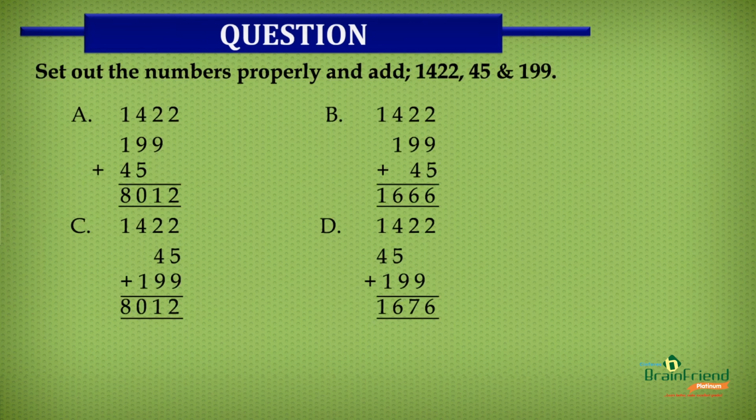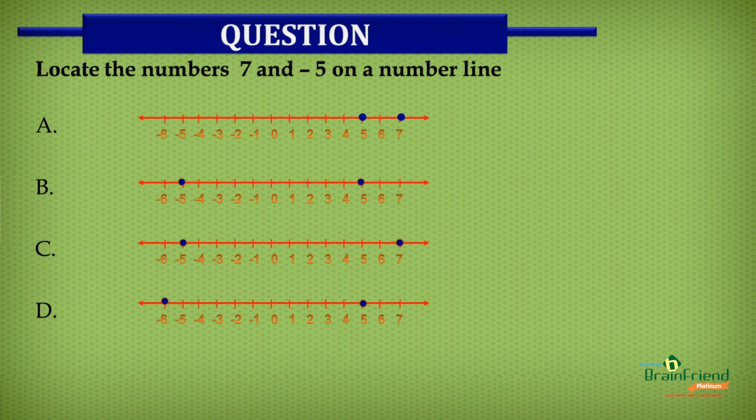Question 2 says, set out the numbers properly and add 1,422, 45, and 199. The correct answer is option B. And the last question, locate the numbers 7 and negative 5 on a number line. The correct answer is option C.